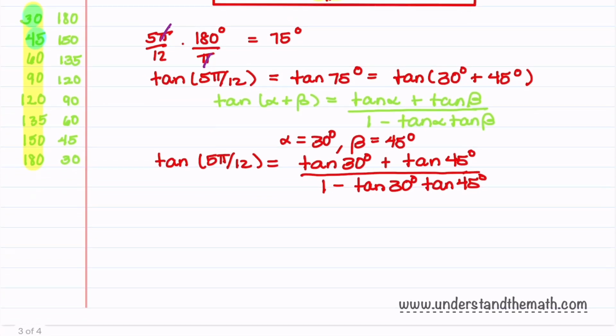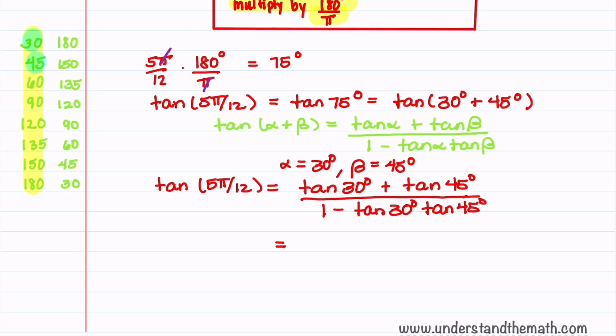Let's give us a little bit more space. When we evaluate tangent, we can think of it in terms of sine and cosine. So tangent 30 degrees is sine of 30 degrees, which is 1/2, divided by cosine 30 degrees, which is root 3 over 2, plus tangent 45 degrees, which is 1, because sine and cosine are the same. And then we divide all that by 1 minus tangent 30, which we just found, 1/2 divided by root 3 over 2, times tangent of 45, which is 1.